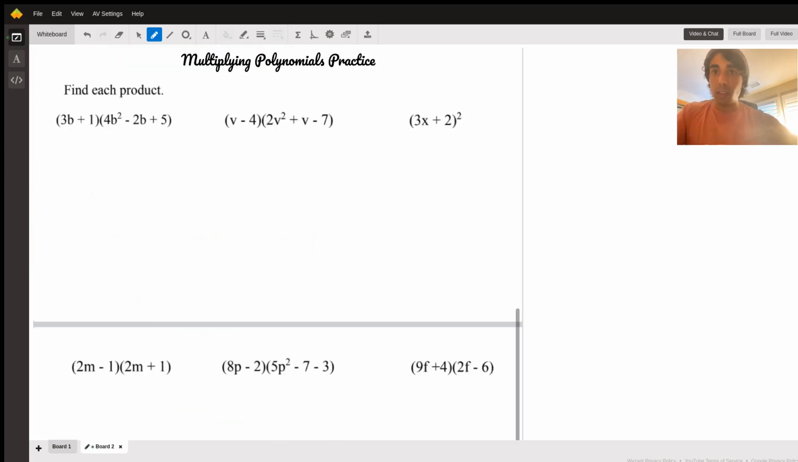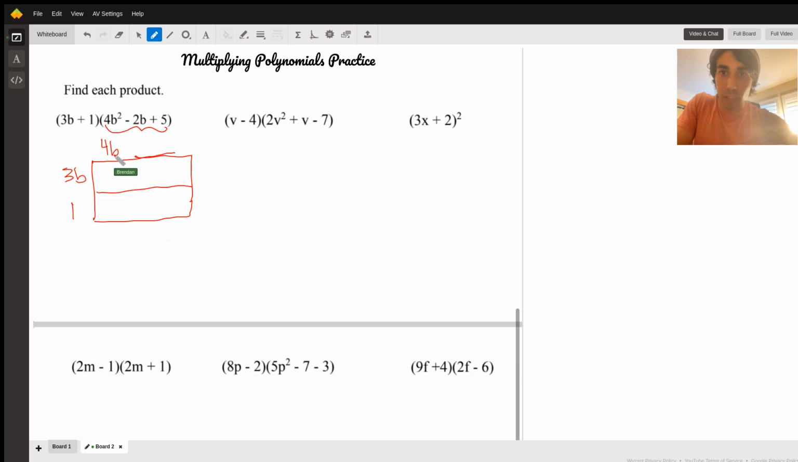All right, let's go ahead and do one more example right here, one where we've got a trinomial. We've got 3 terms here. Very similar idea. So I'm going to have the one on the left be my columns, the 3b and the 1. The one on the right is going to be my rows. So we've got 4b power 2 minus 2b and plus 5.